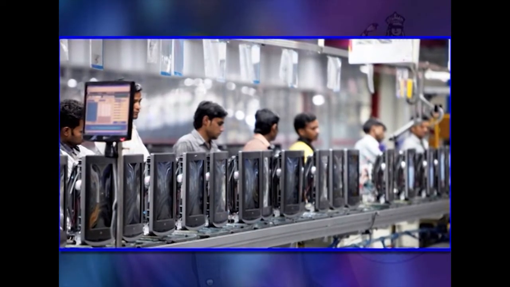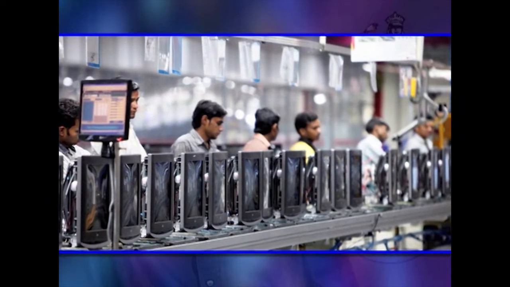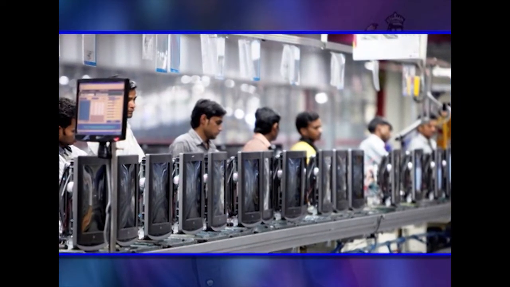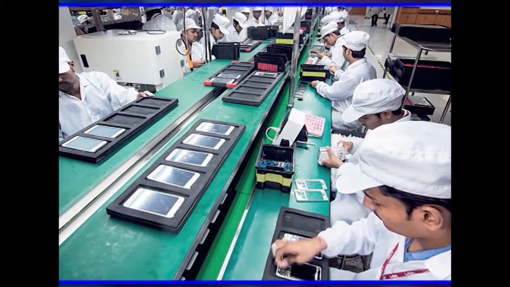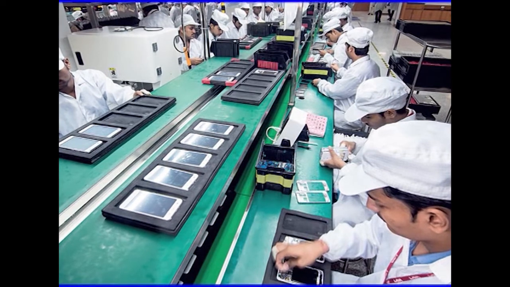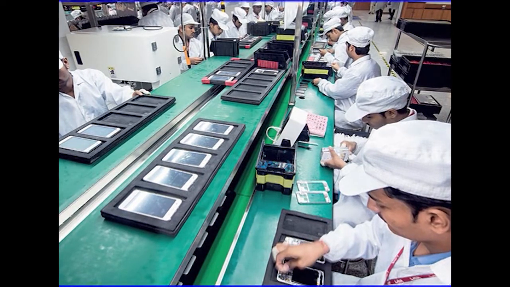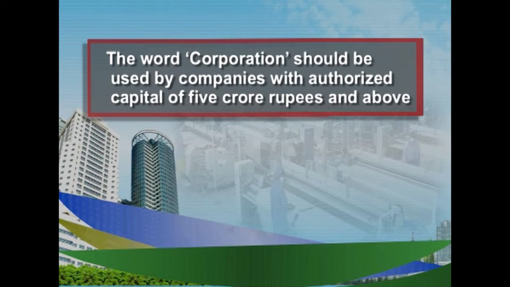Where the company is of meager resources, but the name suggests that it has a large scale business or its trading extends over a wide field, it shall be treated as misleading and deceptive. Explaining this aspect further, the government has issued clarifications, and the words suggesting scale of business are described in keywords as follows. 1. The word corporation should be used by companies with authorized capital of 5 crore rupees and above.